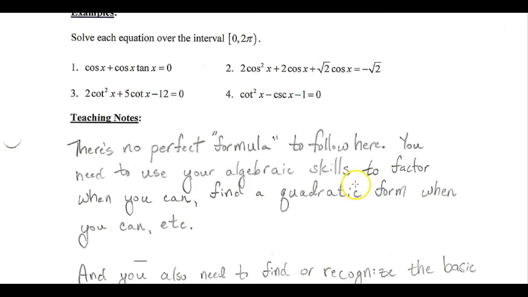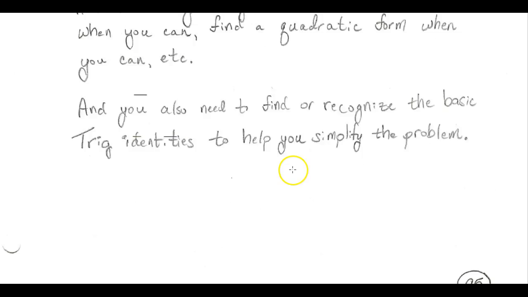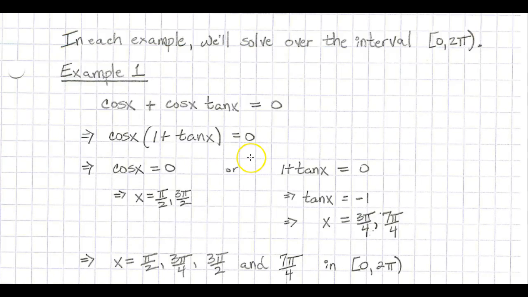The problem with solving trigonometric equations is there's no perfect formula to follow here like there were in section 5.3 where we had formulas for those problems. You need to use your algebraic skills to factor when you can, find a quadratic form when you can, etc. And you also need to find or recognize the basic trig identities to help you simplify the problem. So it's kind of like, let's put all of our trig and algebra skills together here to be able to solve these problems. And probably one of the more complicated sections, I understand that. I'm giving you examples, though, that are similar to what you'll see on the homework, okay?